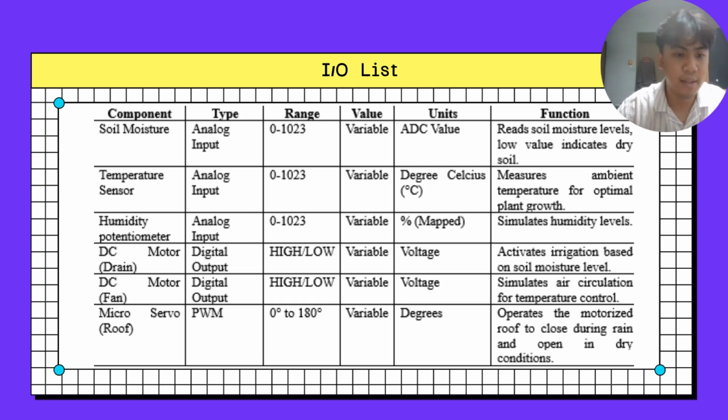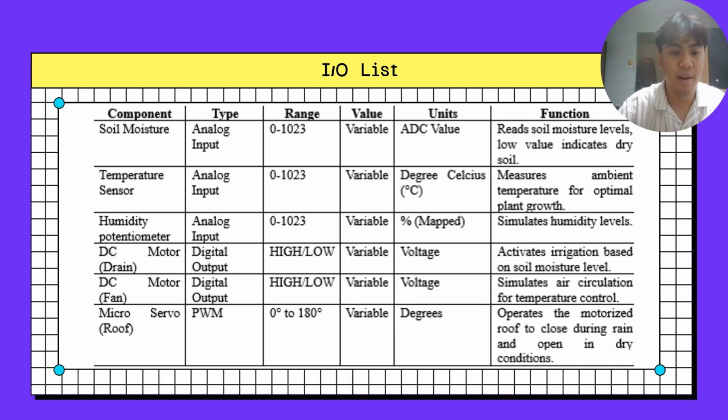parameters such as the soil moisture, the temperature, and also humidity level. Also, we have DC motor that act as drain in this simulation. It is digital output with the range of high and low. DC motor for drain is activate irrigation based on soil moisture level, while DC motor that act as fan also digital output with the range of high and low that simulate air circulation for temperature control.